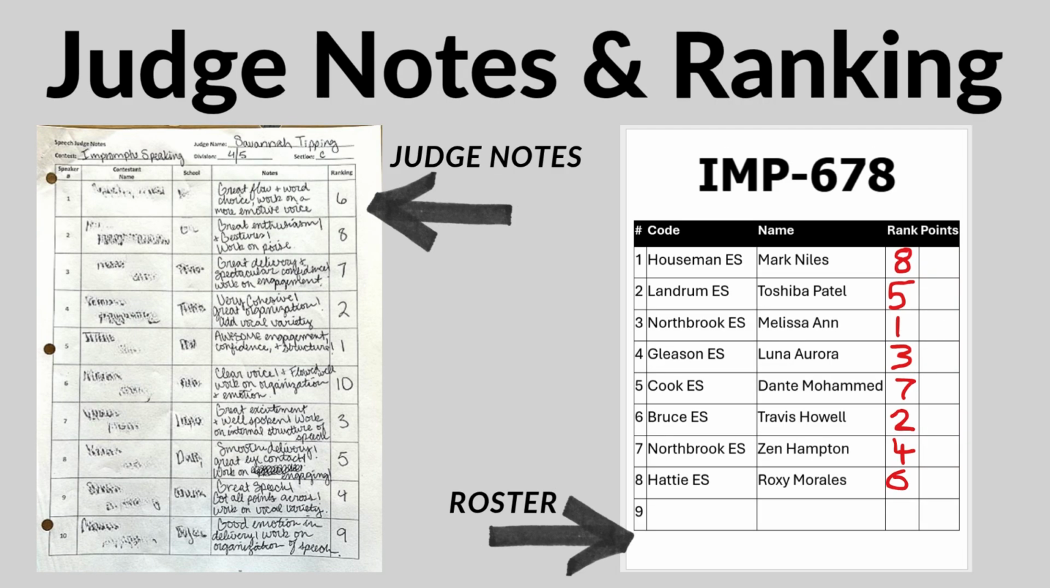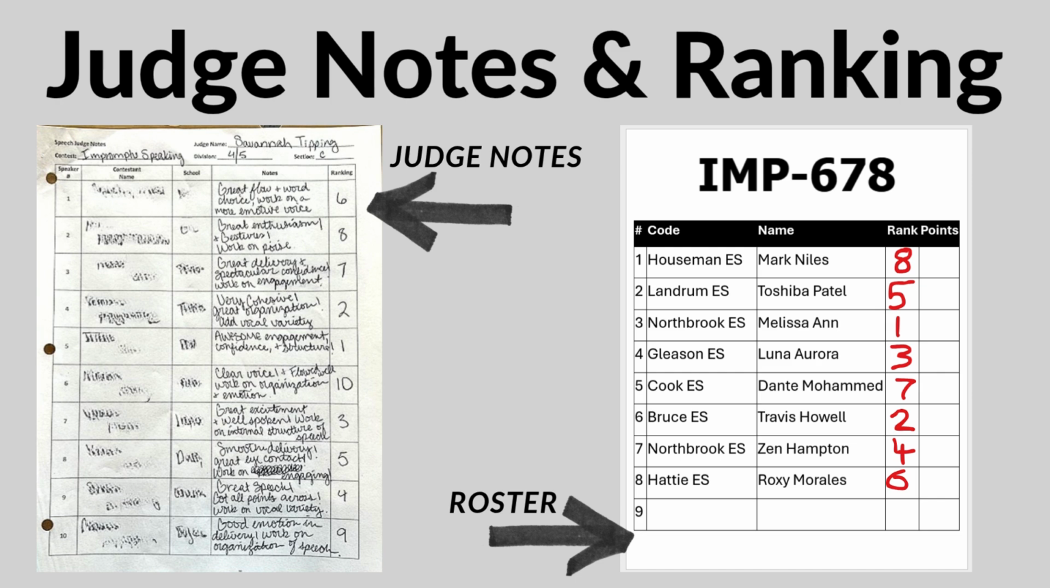Each judge also fills out the speech judge notes form. This form stays with the tournament director. Simply use the template provided. Write in each student's name, their final rank, and include a brief note about their performance. This gives the tournament team a clear snapshot of what happened in your room. You'll also need to record student ranks on the roster, the same one you use to check students in. On the screen, you'll see an example with the ranks written in red.